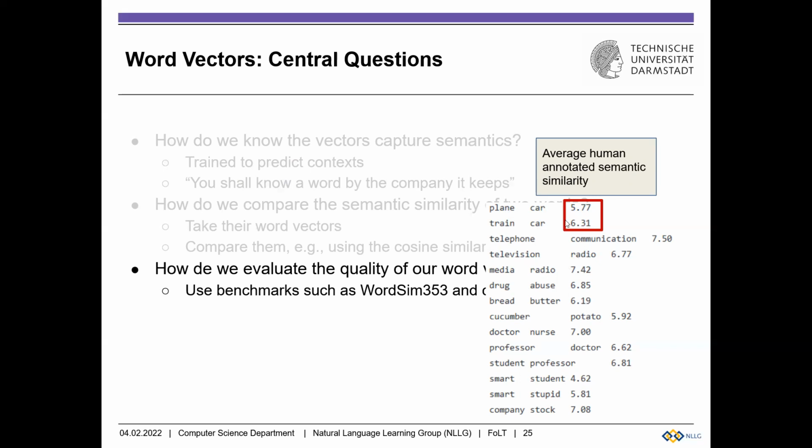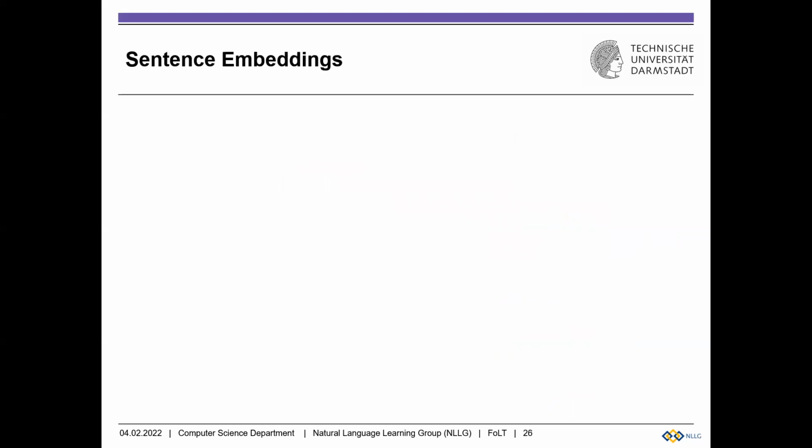So again, as I said, we can compare those numbers that are assigned by humans to numbers that are the result of comparing those vectors, for example, using cosine similarity. And then we can correlate the numbers that the embeddings give to the numbers that the humans have given. And if this correlation is very high, we say that our embeddings are of high quality.